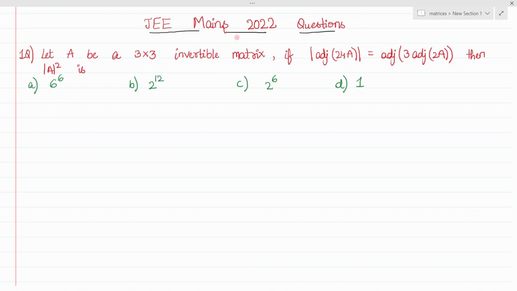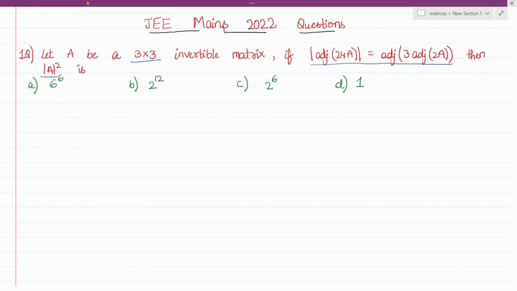Hi everyone. In this video and the upcoming videos, we're going to discuss the previous year JEE Mains questions on the matrices chapter. So here is the first question to solve. In this question, A is a 3 cross 3 matrix and a condition is given. We need to find the determinant of A square. So how to do this?